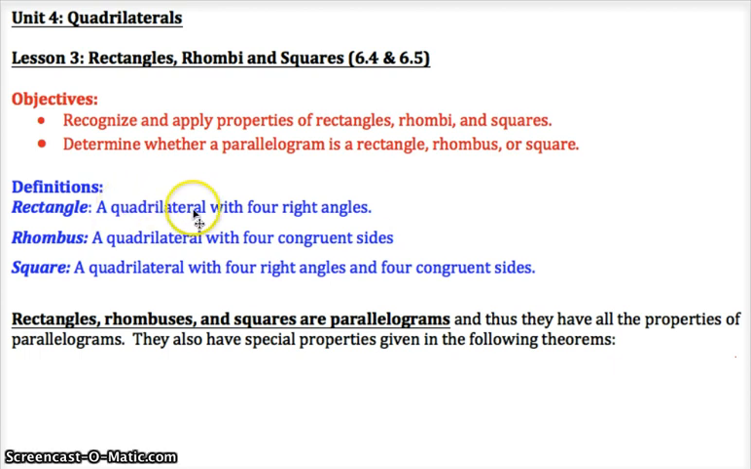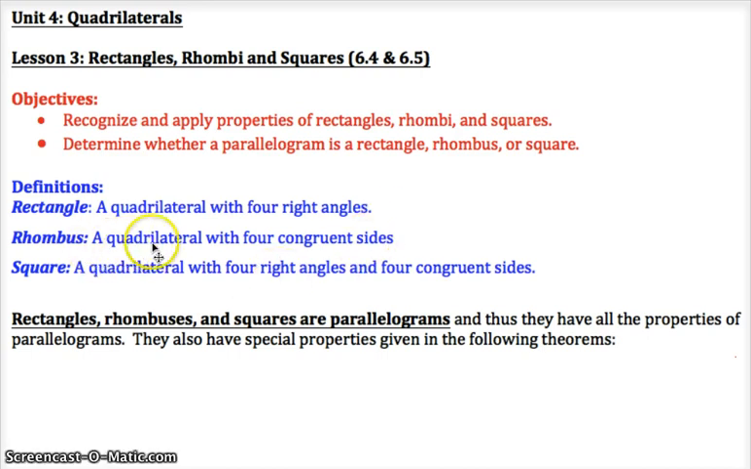Notice it just says a quadrilateral. It doesn't require that it has to be a parallelogram first in order to meet this definition. That's a property that we will show that has to be true, but they want to make the definitions as simple as possible to meet and still be specific enough to only speak to rectangles.